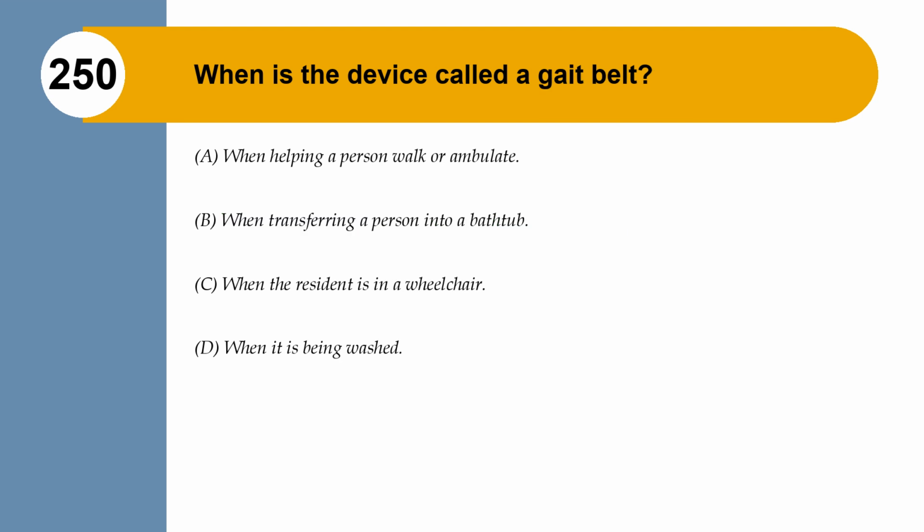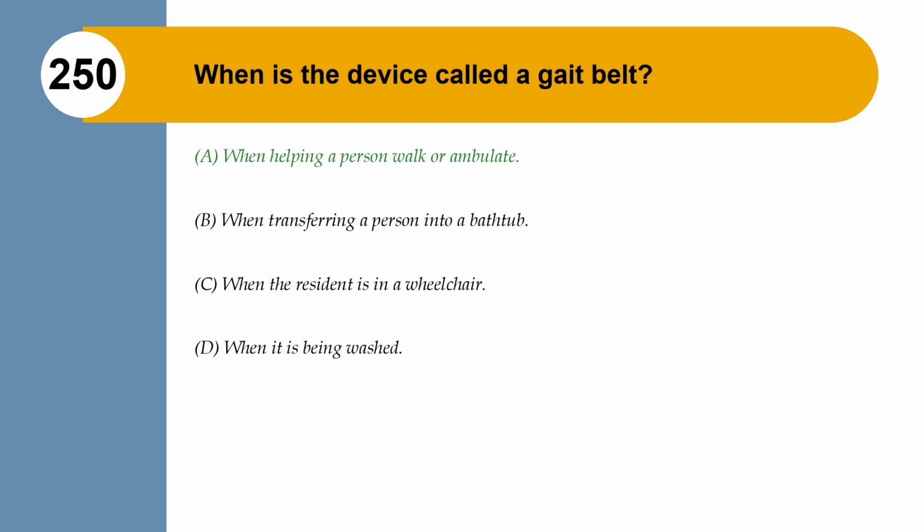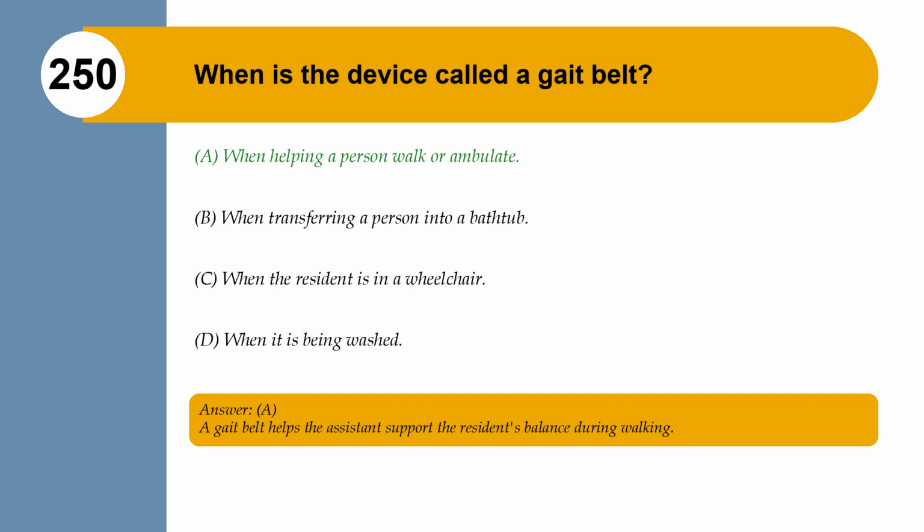Question 250. When is the device called a gait belt? Option A, when helping a person walk or ambulate. Option B, when transferring a person into a bathtub. Option C, when the resident is in a wheelchair. Option D, when it is being washed. The correct answer is option A, when helping a person walk or ambulate. Explanation. A gait belt helps the assistant support the resident's balance during walking.